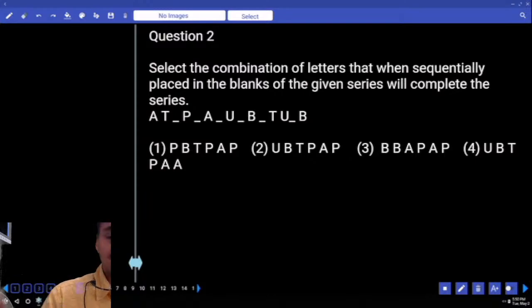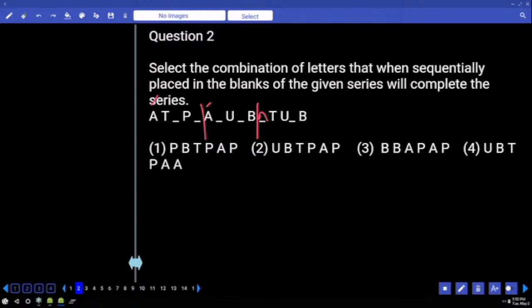Then question number 2, it is based on sequence. How many elements are there altogether? 1, 2, 3, 4, 5, and so on, 15. Now this 15 can be written as 3 into 5 or 5 into 3. The first letter is A in all of these, hence A. ATUPB, ATUPB, and so on. The letters that are missed out are UB, TP, AP. Choice 2, question number 2.